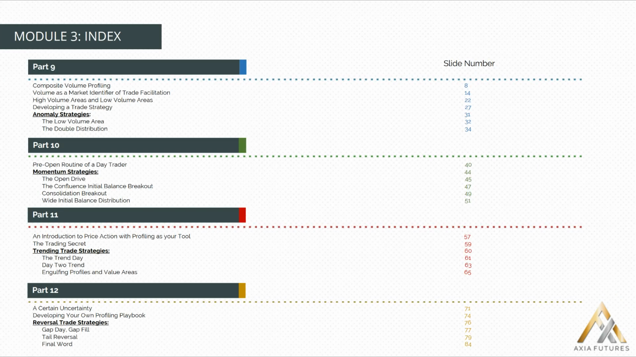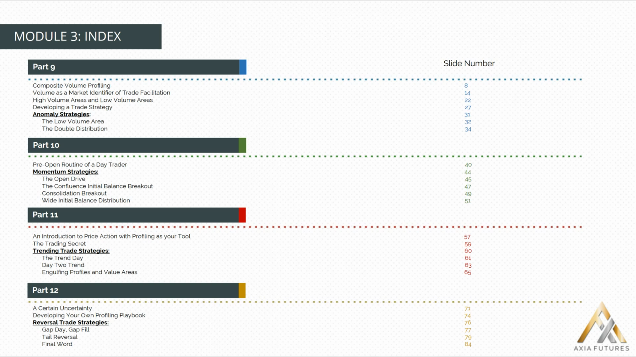Module 3's index looks as follows. There are 4 parts: Part 9, 10, 11 and 12. Each part will begin with a little bit of theory and end with unique trading strategies based on volume profiling. In Part 9, you can expect to discuss composite market profiling as a theoretical principle with some examples. We'll then talk about volume as a control identifier. We will then go over high volume areas and low volume areas. And then I will show you how to develop your very own unique trading strategies.